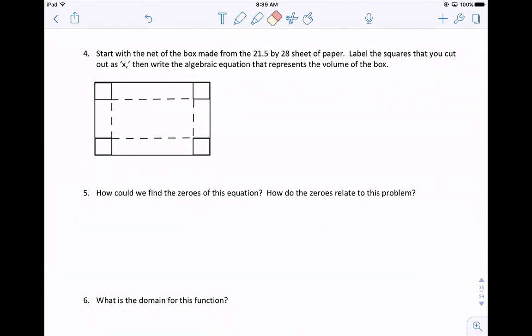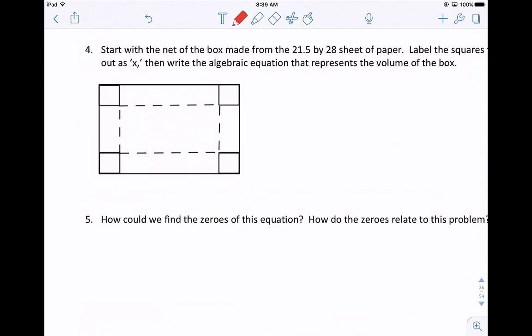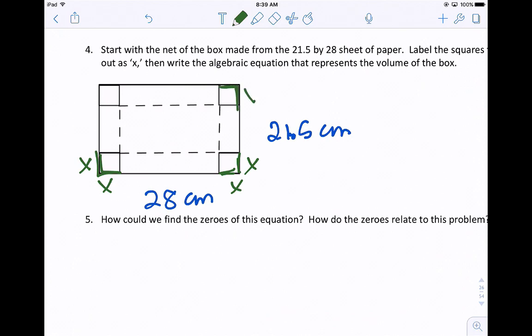Again, we start with this piece of paper that's 28 centimeters this way by 21.5 centimeters this way, but we cut corners. Each of these corners we cut out are x by x boxes, and we wanted the volume of the box that we created when we folded those up. So we had to figure out the length of this side and this side. To figure out this first red line, we knew that it was 28, but we're taking out two of the x's.